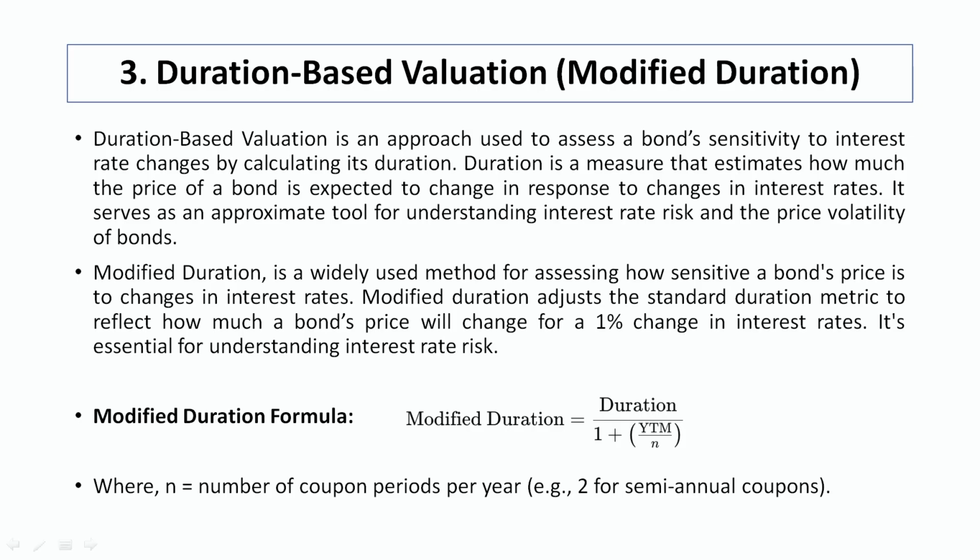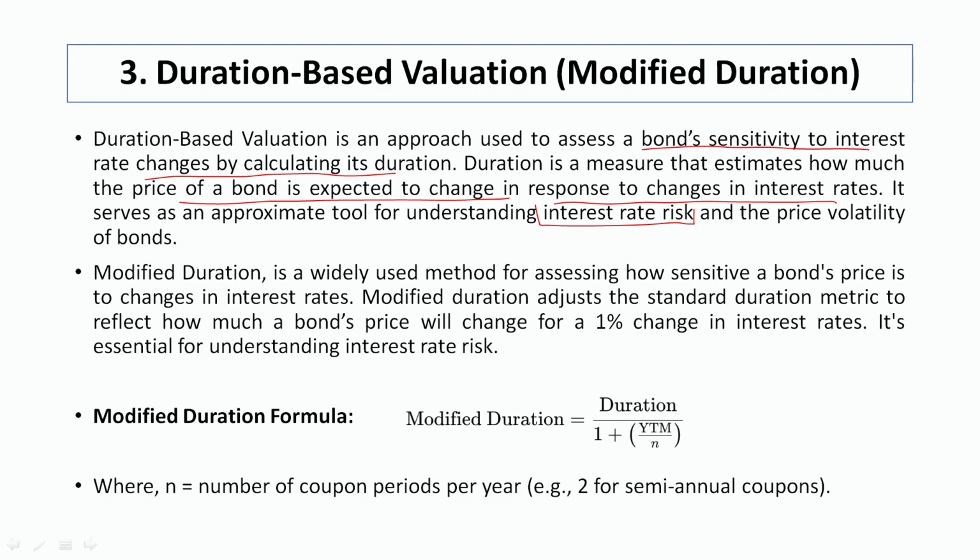So, duration based valuation is an approach used to assess the bond's sensitivity to interest rate changes by calculating its duration. At what point of time the interest rate of the bond is going to affect its prices. So, duration is a measure that estimates how much price of a bond is expected to change in response to changes in the interest rate. It serves as an approximate tool for understanding interest rate risk, which we have discussed earlier too, and the price volatility of the bond. Because of the interest rates, what is the effect on the price, and that is why we are calculating this duration based method.